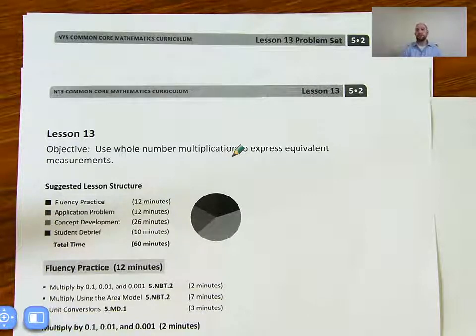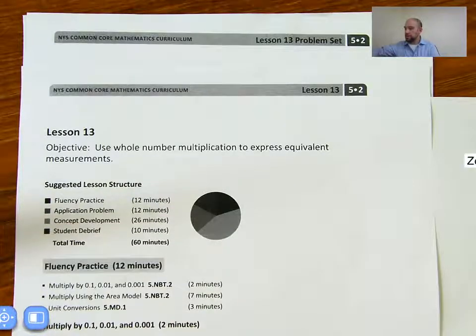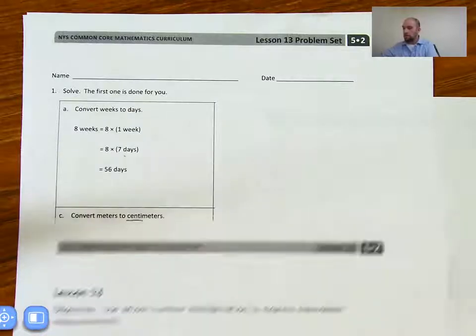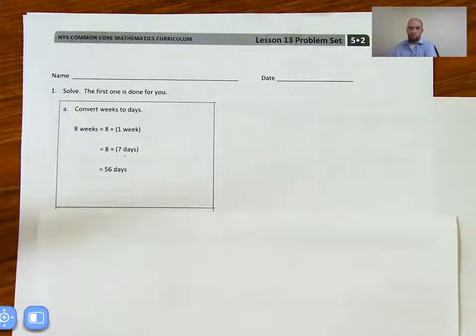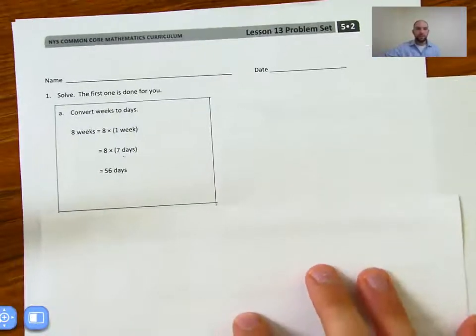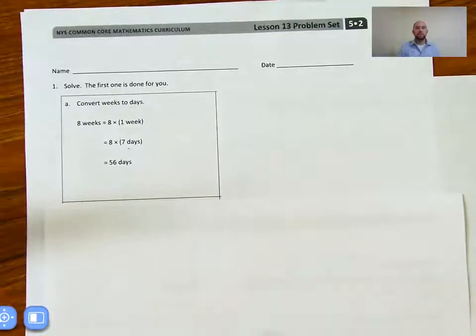Today's objective is we're going to use whole number multiplication to express equivalent measurements. So, getting started, this first one is done for us. It says convert weeks to days. We have 8 weeks. 8 times 1 week is the same as 8 times 7 days, because there are 7 days in a week. That gives us 8 times 7 days, 56 days. There are 56 days in 8 weeks.